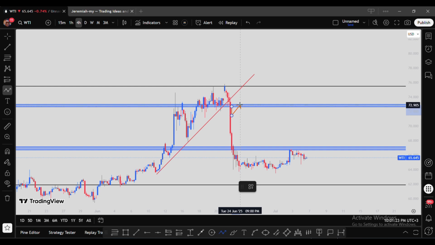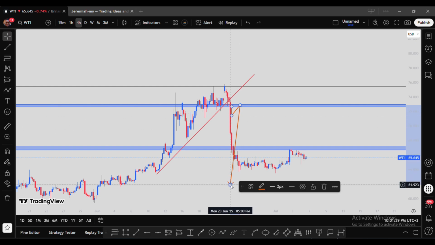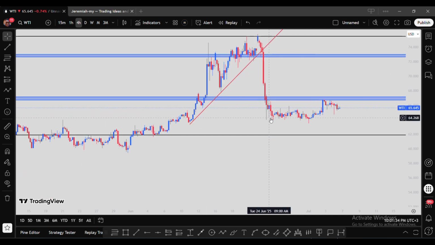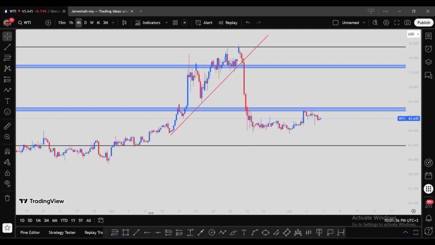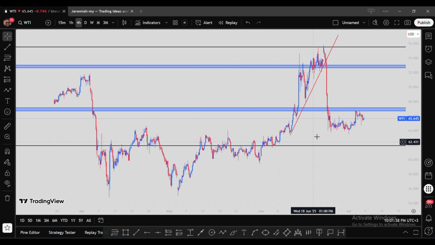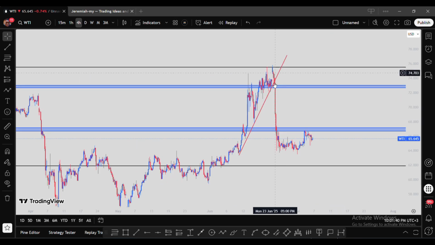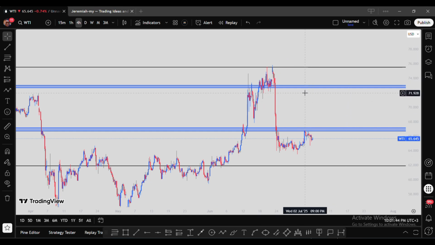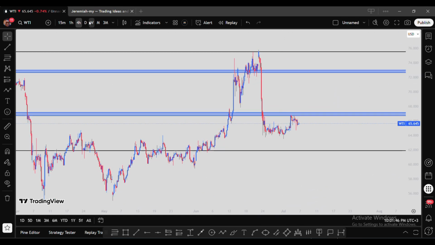If we had a test of this level, I would have already gotten into a sell trade after the retest, but we did not have a retest of it. Price just started trading below it and then dropped significantly to the downside. So that's why I've not been able to get into the sell trade. But yeah, price got into the zone and then dropped back to the downside, like we predicted the other time. So for now, that's just it on crude oil.